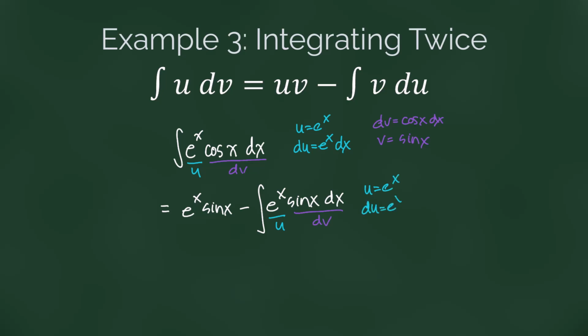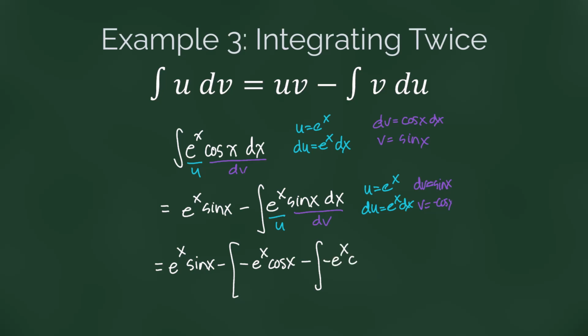So we get u equals e to the x, and du is again e to the x dx. If dv is sine x dx, then v is going to be negative cosine of x. We'll plug it back into our formula again. So the first part stays the same. We have e to the x sine x. Then we're going to subtract off all of the new uv, which is negative cosine x e to the x, minus the antiderivative of v du, which is going to be negative cosine x e to the x dx, which we'll rearrange to put the e to the x in the front.